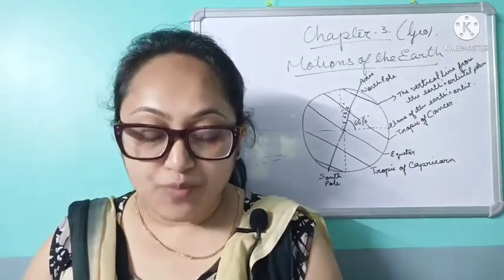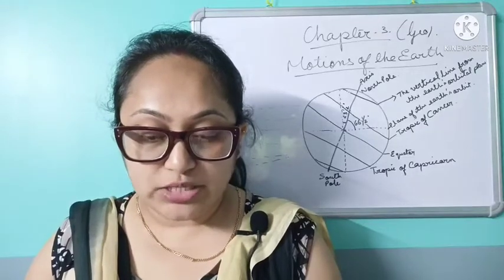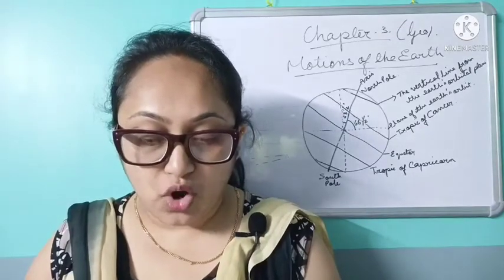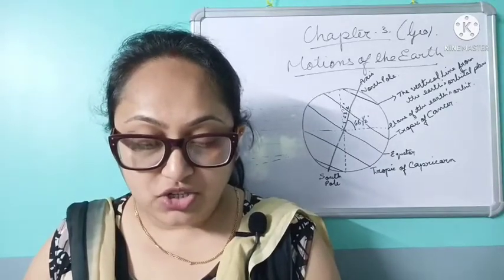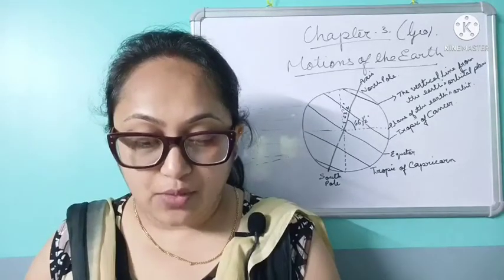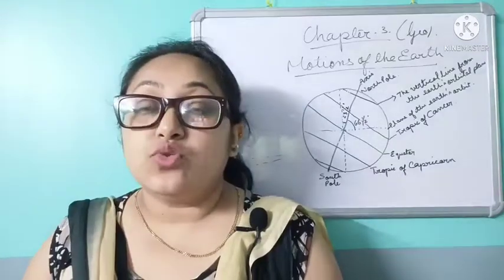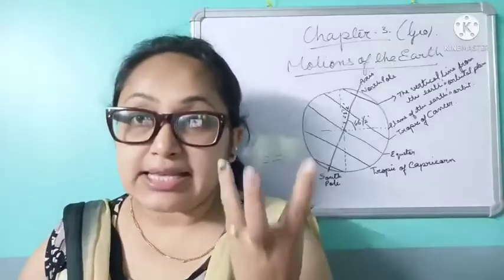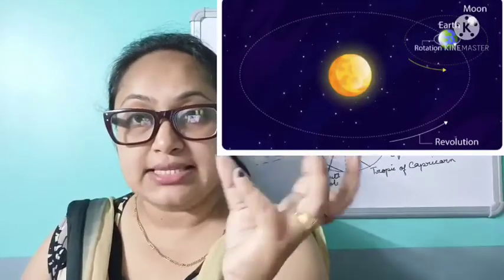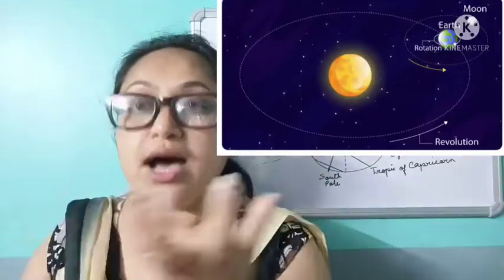Nicholas Copernicus, a Polish astronomer in the 16th century, was the first to say that the earth would not only appear to be stationary. Actually, the earth not only spins on its axis but also moves around the sun. It was Nicholas Copernicus, an astronomer, who was the first person to say that earth not only spins on its axis, but also moves around the sun.